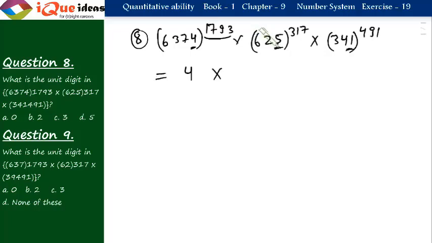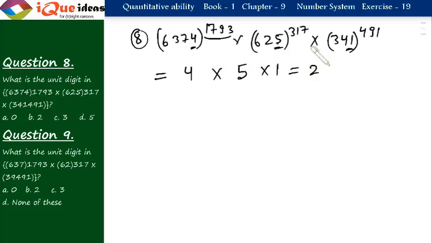5 never changes whatever is the power. So 5 to the power anything, unit digit is always 5. 1 to the power anything, the unit digit will always remain 1. So 1, 5 and 0, they do not change. So we directly have calculated the unit digit, that is 4 into 5 into 1.